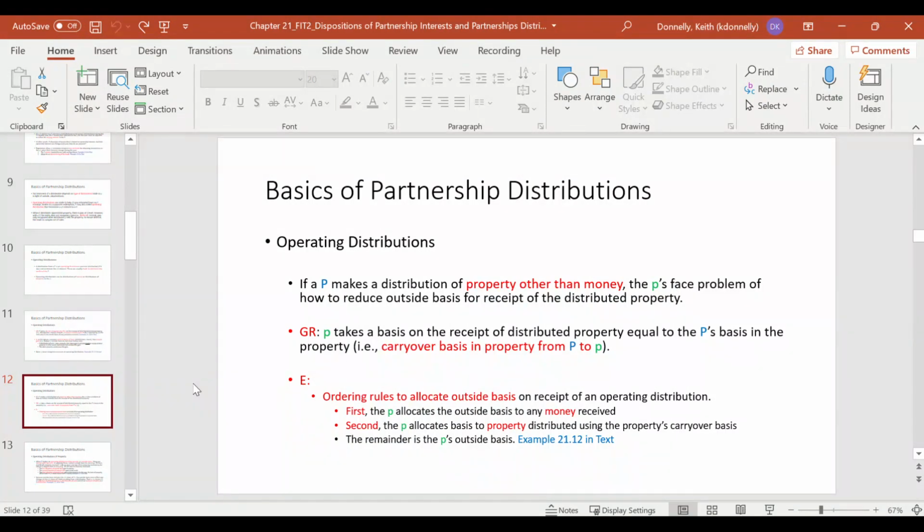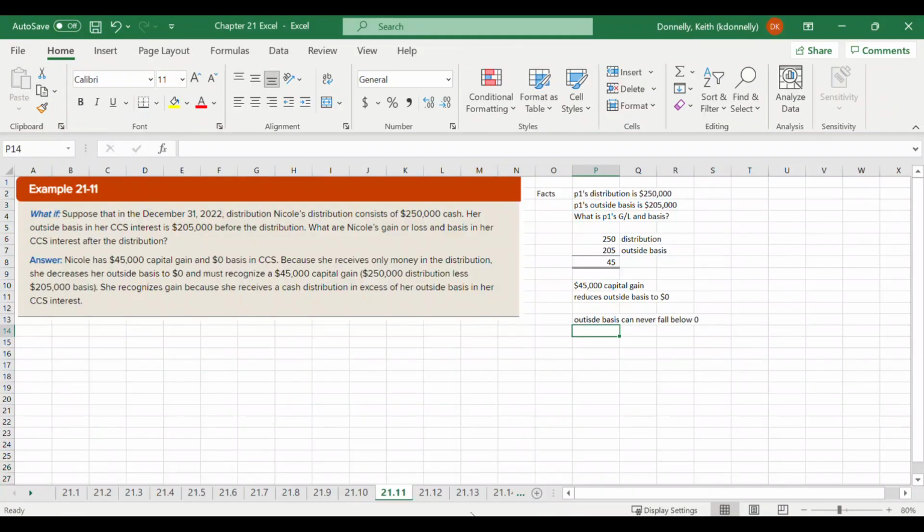However, there are some specific ordering rules when we're eating away at basis in the calculation. Basically, if you receive money and property as a distribution, and you're starting to reduce your outside basis for receipt of this, you first reduce your outside basis for the money. And then afterwards, you reduce your outside basis for the property using the carryover basis. Whatever's left over will be your outside basis. So let's look at 2112 here.